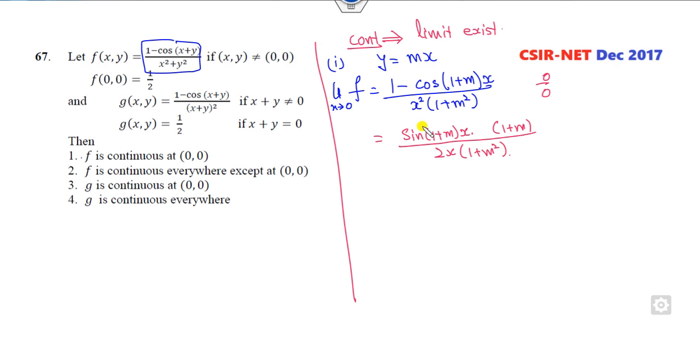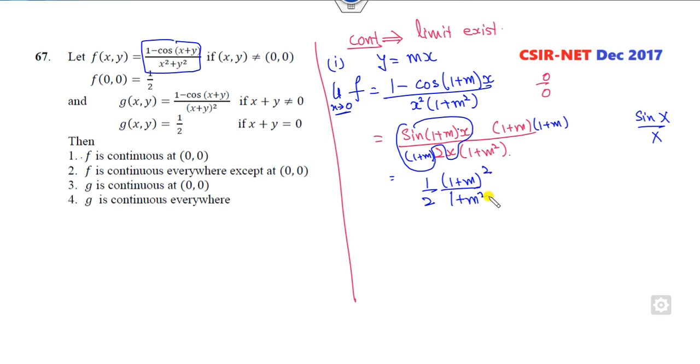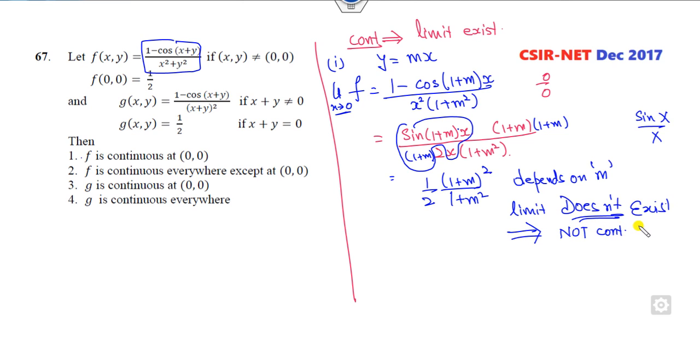Fine. Now what you can do, again it's a 0 by 0 form, or otherwise I can multiply by 1 plus m, divide by 1 plus m. So this number, what is that? Whenever you take the limit as x approaches 0 of sine x by x, this is a 1, and it is 1 over 2 times (1 plus m) whole square over (1 plus m square), which depends on the m. So does the limit exist? The limit does not exist. So once the limit does not exist, it implies the function is not continuous at (0, 0). So the first option is cancelled out.